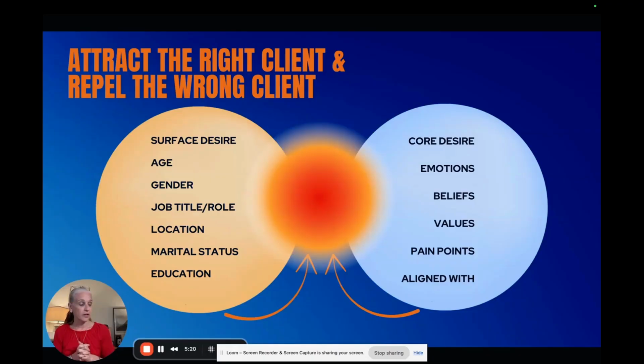Values, what are their values? Like integrity. And again, this is for the people that you want to attract to your business or repel. So if integrity is important to you, you want to attract people with integrity. If you want to repel people that don't have integrity, you also want to make sure you're clear on that. So make a list of values that are important to that person and that also align with your personal or company values. What are their current pain points?